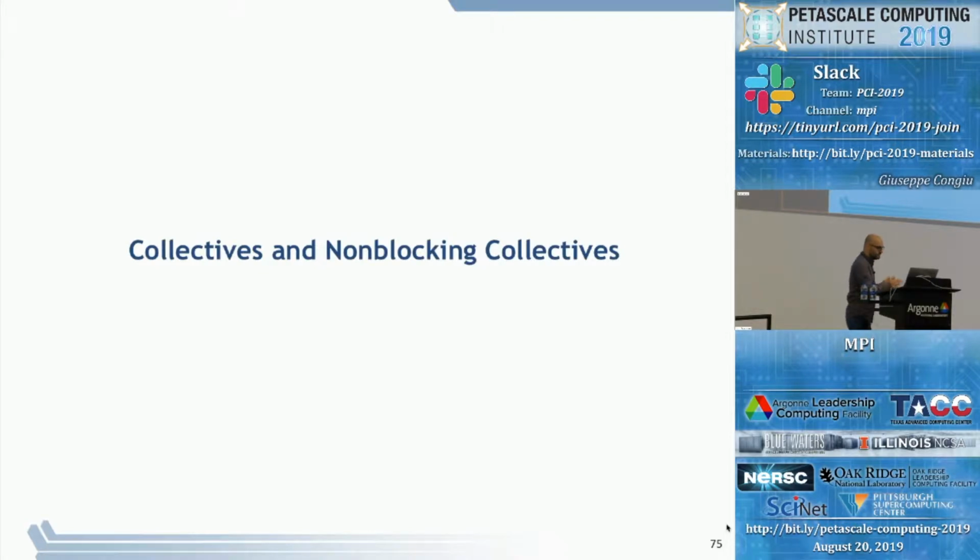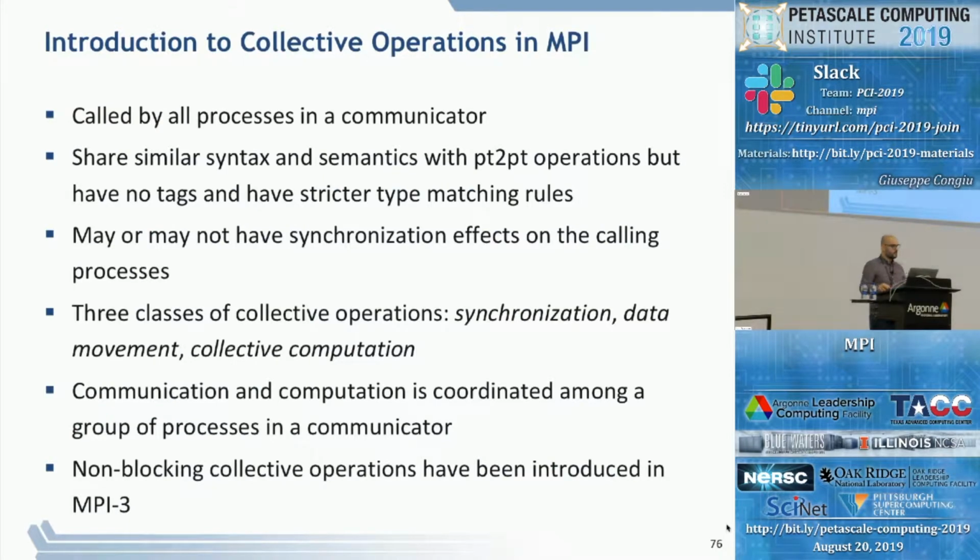Right, so collective and non-blocking collective communications. Collective communications have the characteristic that they are called by all the processes in a communicator. They share similar syntax and semantics with the point-to-point operations that you were introduced to yesterday during the first part of the MPI tutorial, but have some important differences. The most relevant is that collective operations have no tag argument, which imposes some restriction on the ordering of collective operations that I will discuss in the next slide.